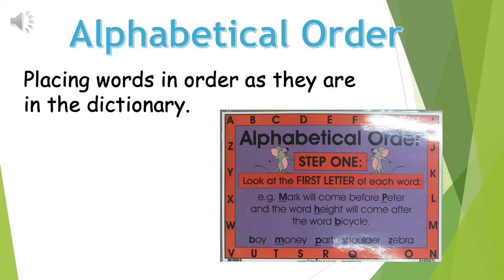So I skip the A and I go to B. Do I have a word starting with a B? Yes, bicycle. So this will be the first word in my list. Then C, I don't have a word starting with C. So I move on to the next word, and so on.